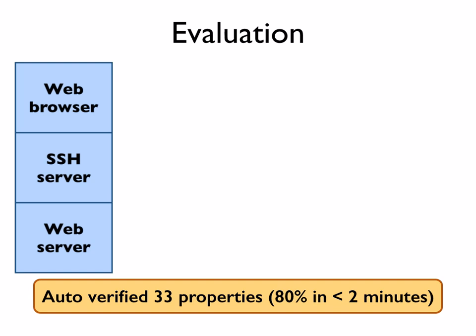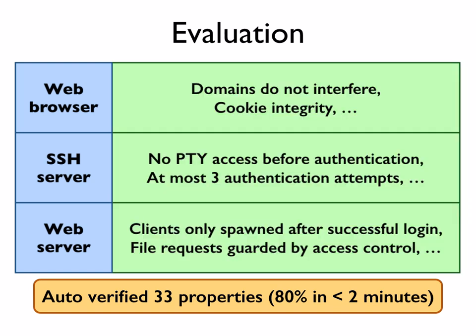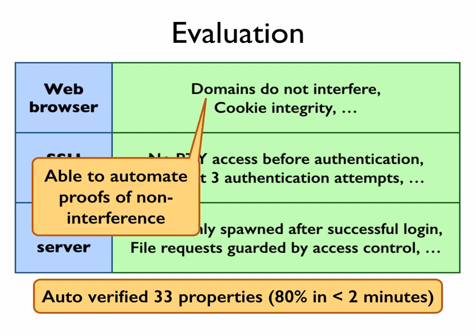Now, 80% of these, the automation handled in less than 2 minutes, and the slowest one took around 9 minutes. And here are some examples of properties the automation was able to handle without any manual intervention. I'd like to focus on just a couple of them. First, in addition to the temporal logic primitives that I talked about, we also have a primitive for specifying non-interference. And for the kernel of the web browser, we use this to specify that different domains do not interfere with each other. And the automation was able to handle this without any manual intervention.